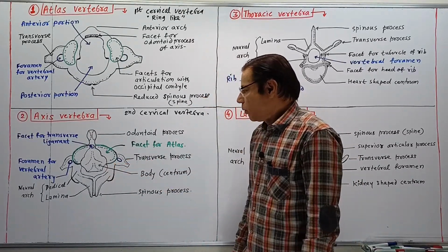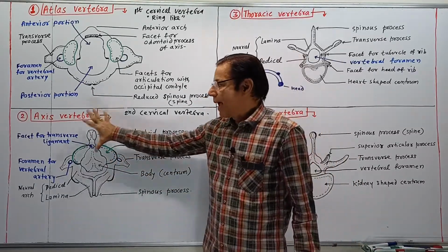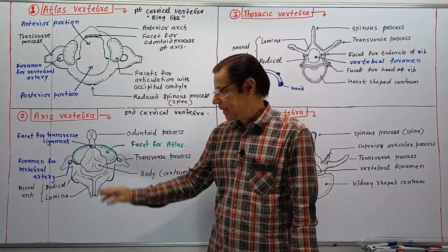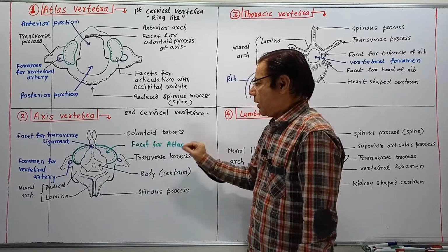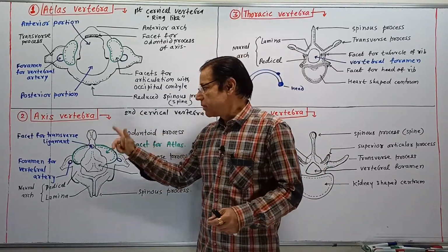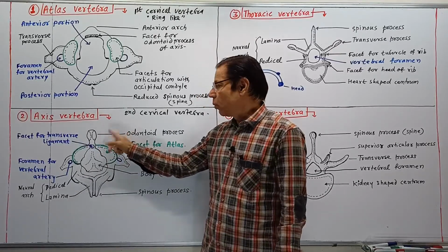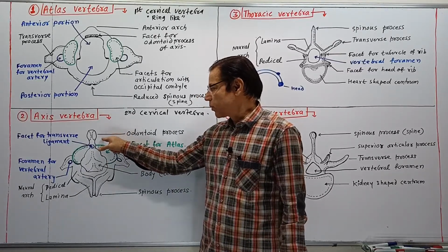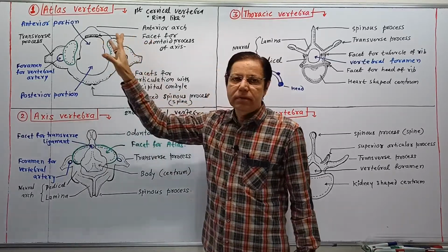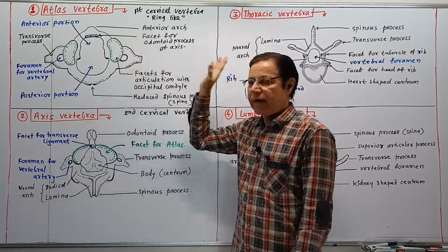Now, the important thing is that the axis is characterized by the odontoid process. That is important, and it is the second cervical vertebra. It shows articulation with its odontoid process and facets for the odontoid process of the atlas.